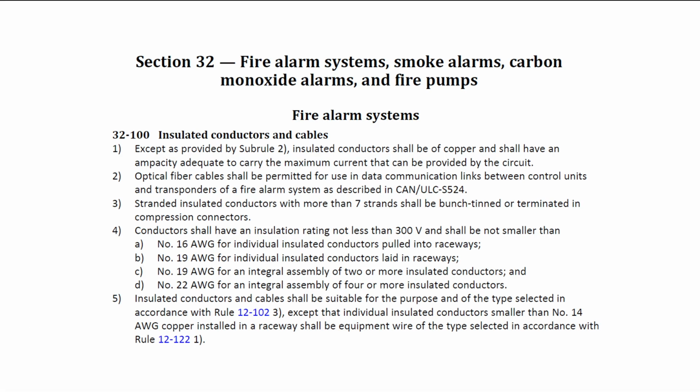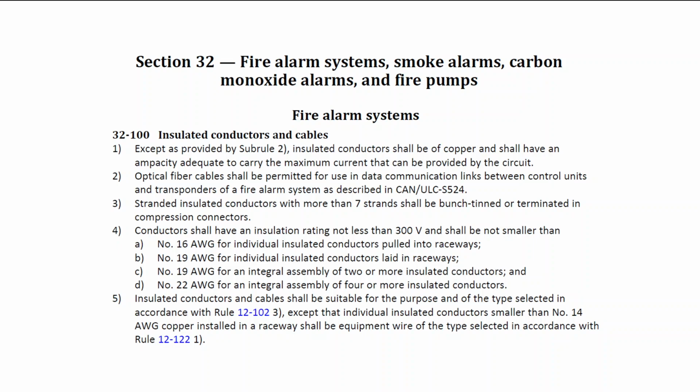Fire alarm wiring. In this presentation, we're going to be looking at Section 32 and fire alarm wiring standards. Section 32 covers fire alarm systems, smoke alarms, and carbon monoxide alarms, as well as fire pumps. We're just going to look at the rules that are related to the installation of the IDC and NAC devices, as well as SLC devices in a conventional or an addressable fire alarm system.